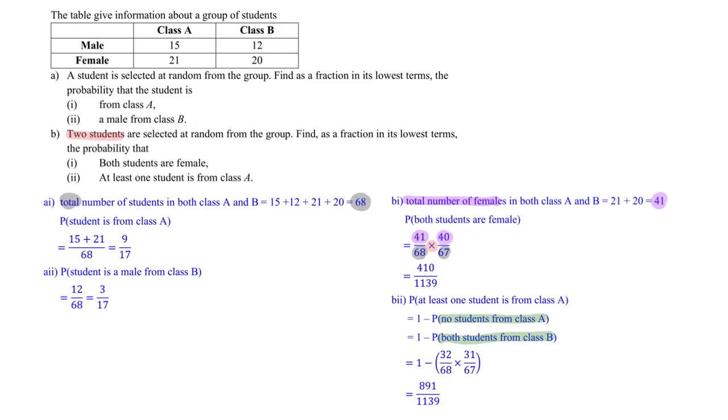Okay? And how do I get this probability? It's quite straightforward. There are 32 students from class B. If the first student, it will be 32 out of 68. And because I've taken out one student from class B, I'm left with 31 students. And because I've taken out one student from the group, total number becomes 67. And I just need to multiply them. And after which I use 1 minus this probability, I will get the required probability.